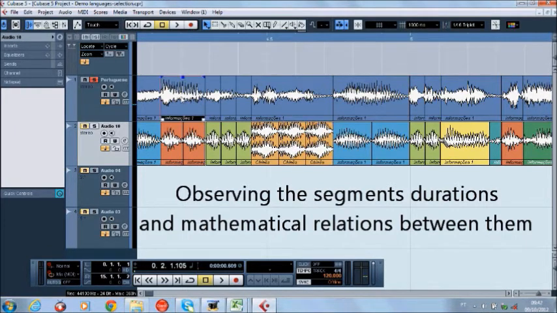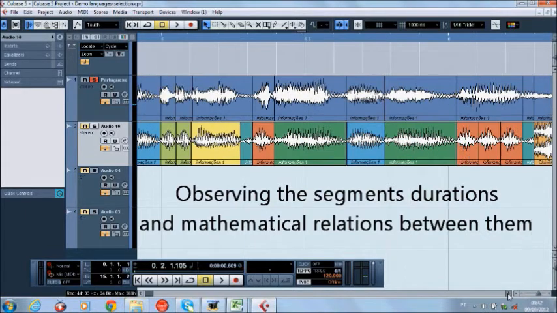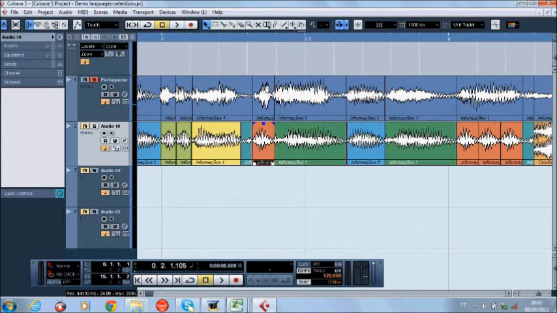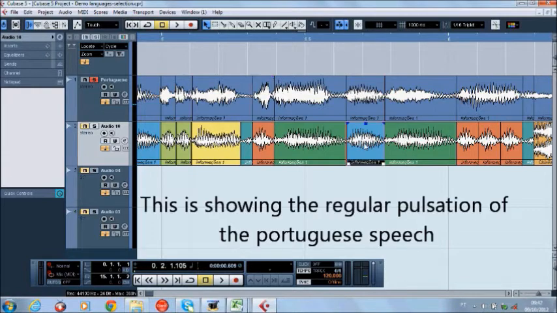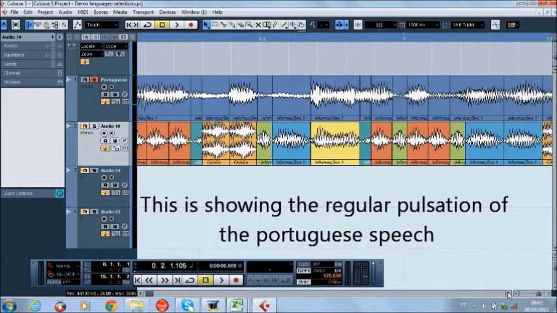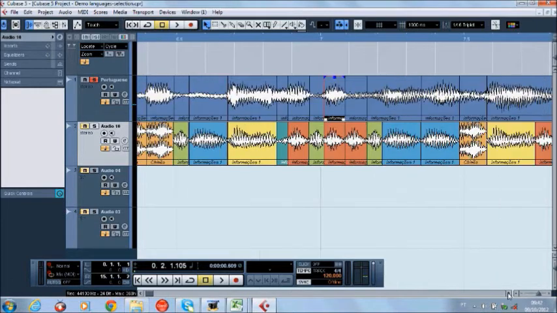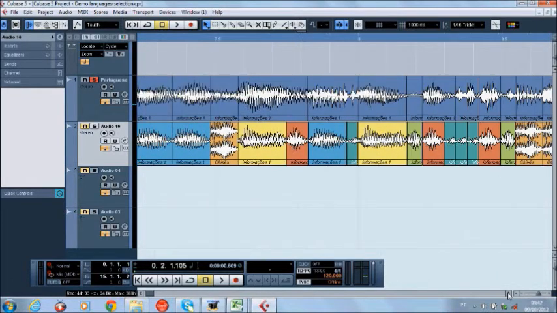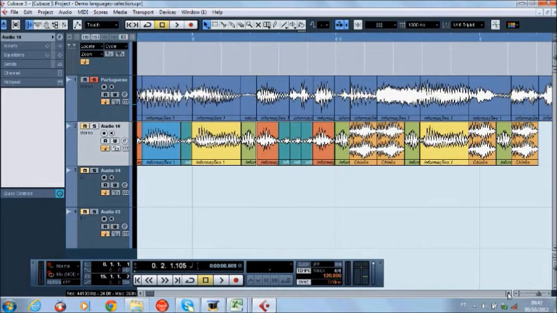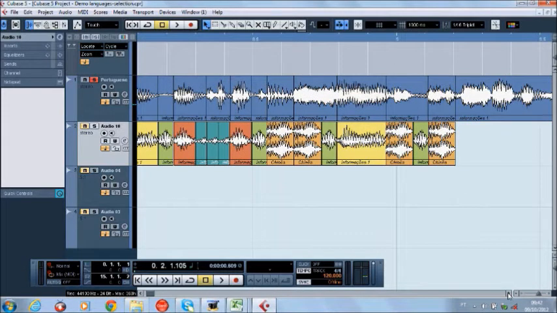Here 2 makes 1, here, it is almost really perfect. This one is exactly the same. So the segments of the human Portuguese speech, well, are really corresponding with mathematical relations so that we may identify a pulsation for the Portuguese.